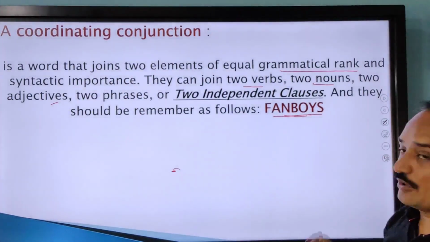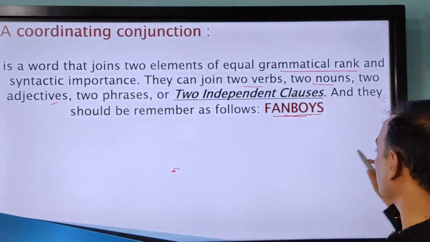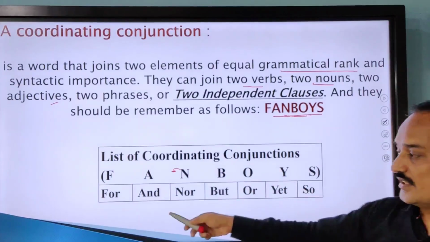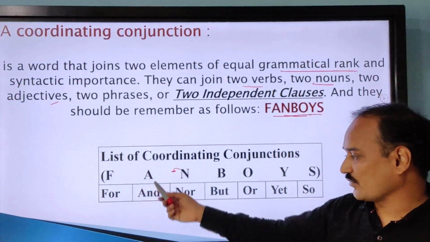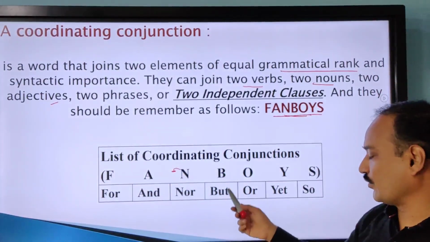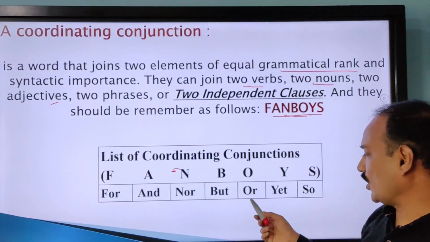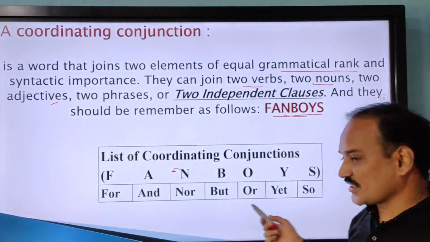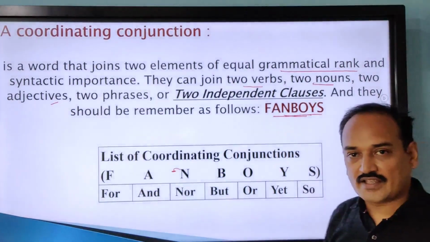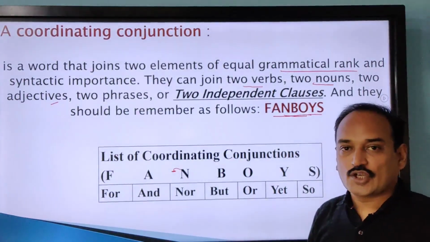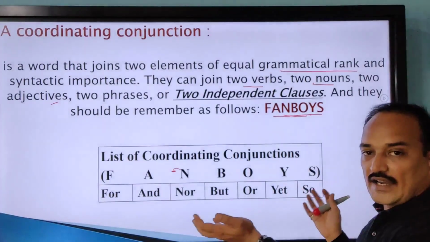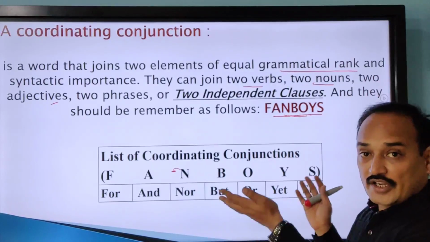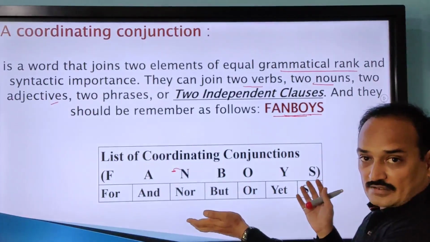For that I told you to keep it in mind. Fanboys, why did I say this? Because of this. The list of coordinating conjunctions is this: F for, A for and, N for nor, B for but, O for or, Y for yet, and S for so. If these conjunctions are used in any sentence, the clear meaning is both the clauses to either side are independent clauses, because they are equally ranked.